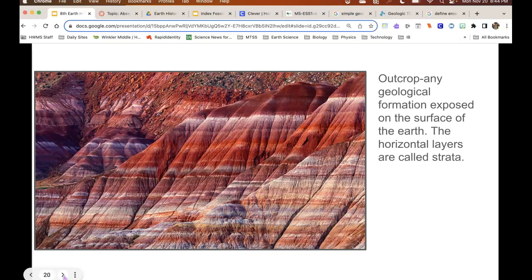So you have an outcrop. An outcrop is any geological formation exposed on the surface of the earth. And the horizontal layers in there that you can see in this picture right here are called strata. Strata means layers. So think about last year you learned about stratus clouds. They are the ones that are in layers. And so here we have a picture. This is the Grand Canyon, and you can see the different layers that they have in there. They're different colors, and they were formed at different times.